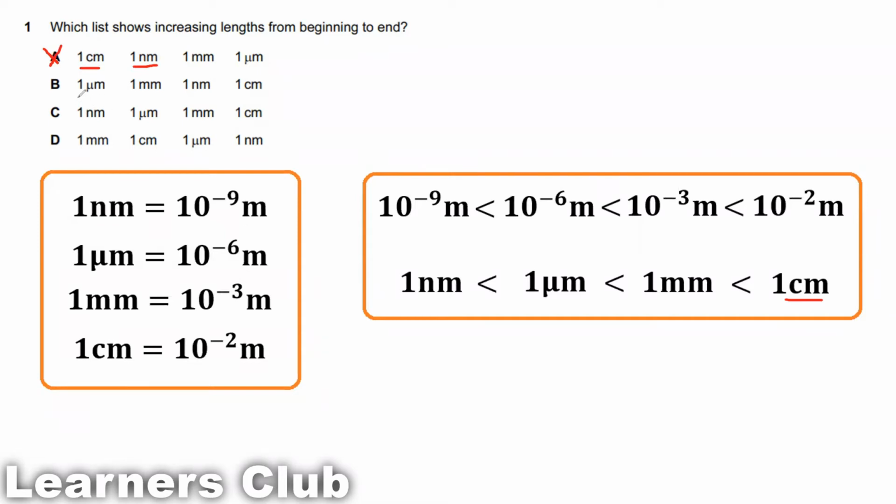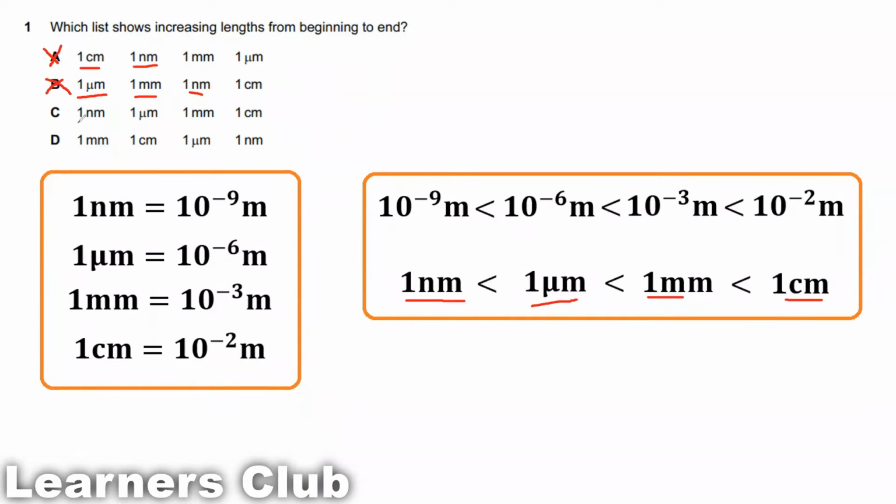Option B starts with 1 micrometer, that's here. Then it goes up to 1 millimeter. That's here, which is right. Then it comes down to 1 nanometer. So it comes back to 1 nanometer. So it's not in ascending order.